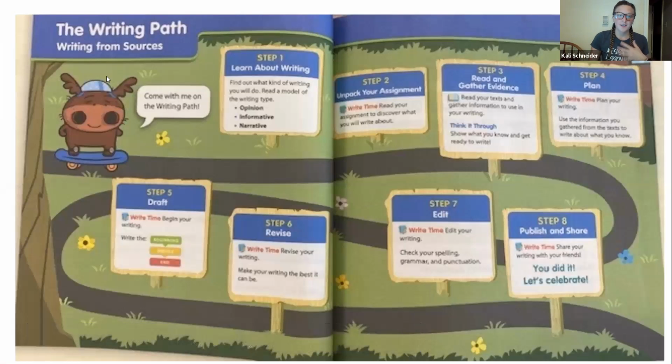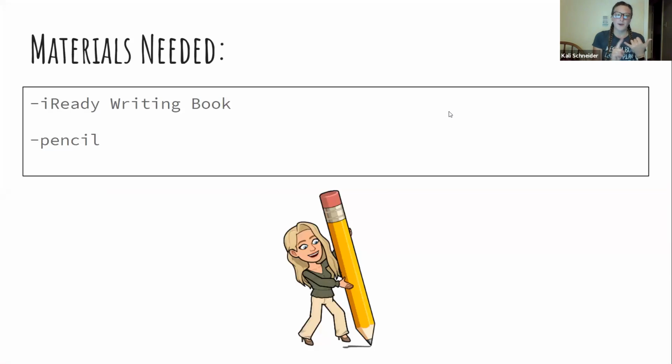So Herschel is taking us through. Hello, Herschel. He's taken us on our path. We've learned about our writing type. We've gone ahead and unpacked our assignment. Now we get to the fun part and learn new things and gather evidence. Please make sure you have your iReady writing book with you and a pencil.